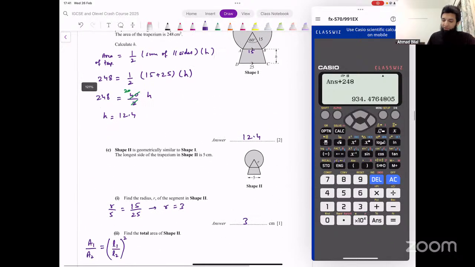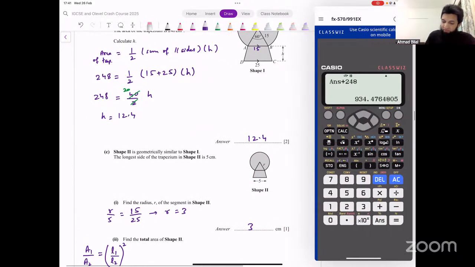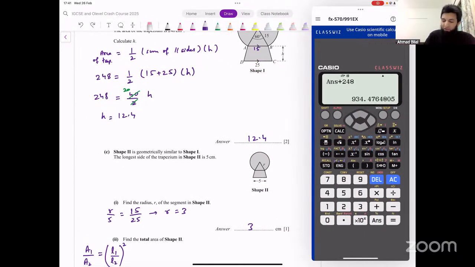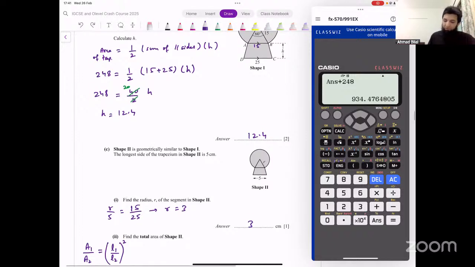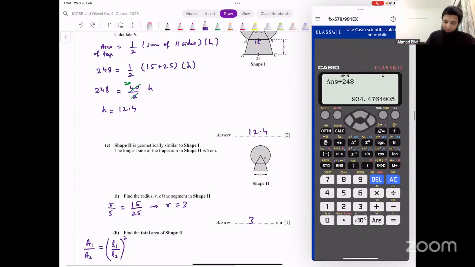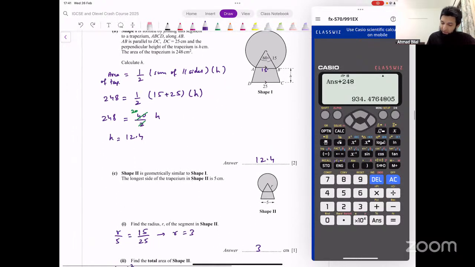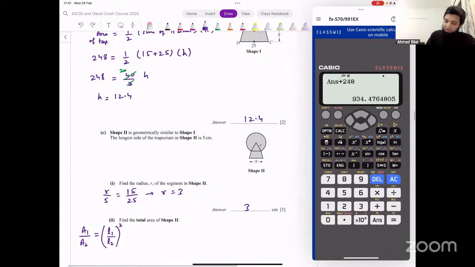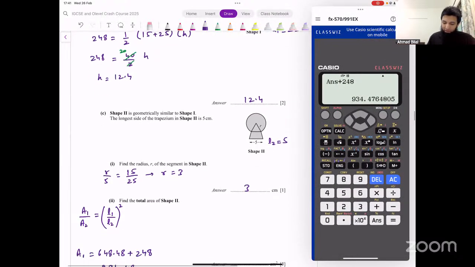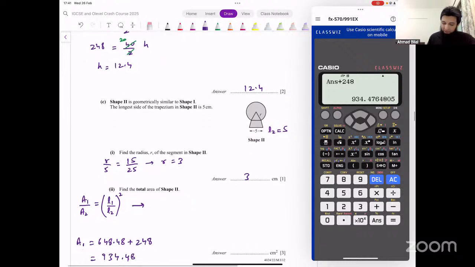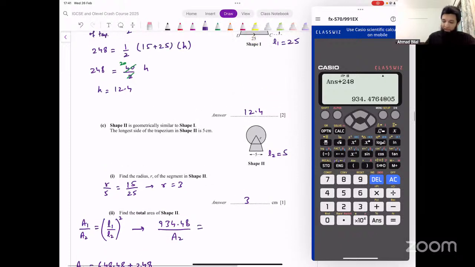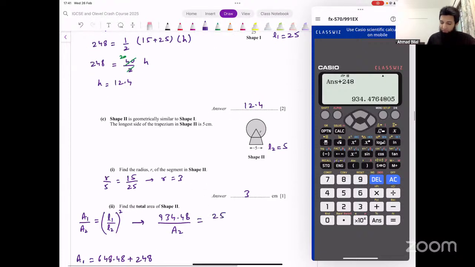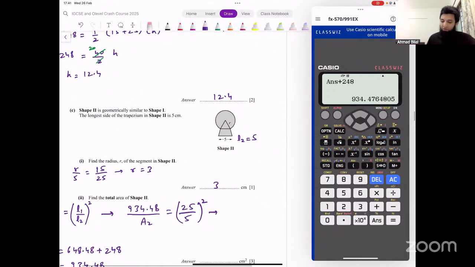Do we have the ratio between their lengths? So if this is 5, this is 25. So we take one length from here, one length from there, and we're calling the first one shape 1 and this shape 2. So we can say this is L2. L2 is equal to 5 and L1 is equal to 25. Let's put that here in this formula. A1 is 934.48 divided by A2. That's what we are looking for, the total area of the shape 2. That should equal L1, which is 25, over L2, which is 5, whole squared. And that should give us the value of A2.